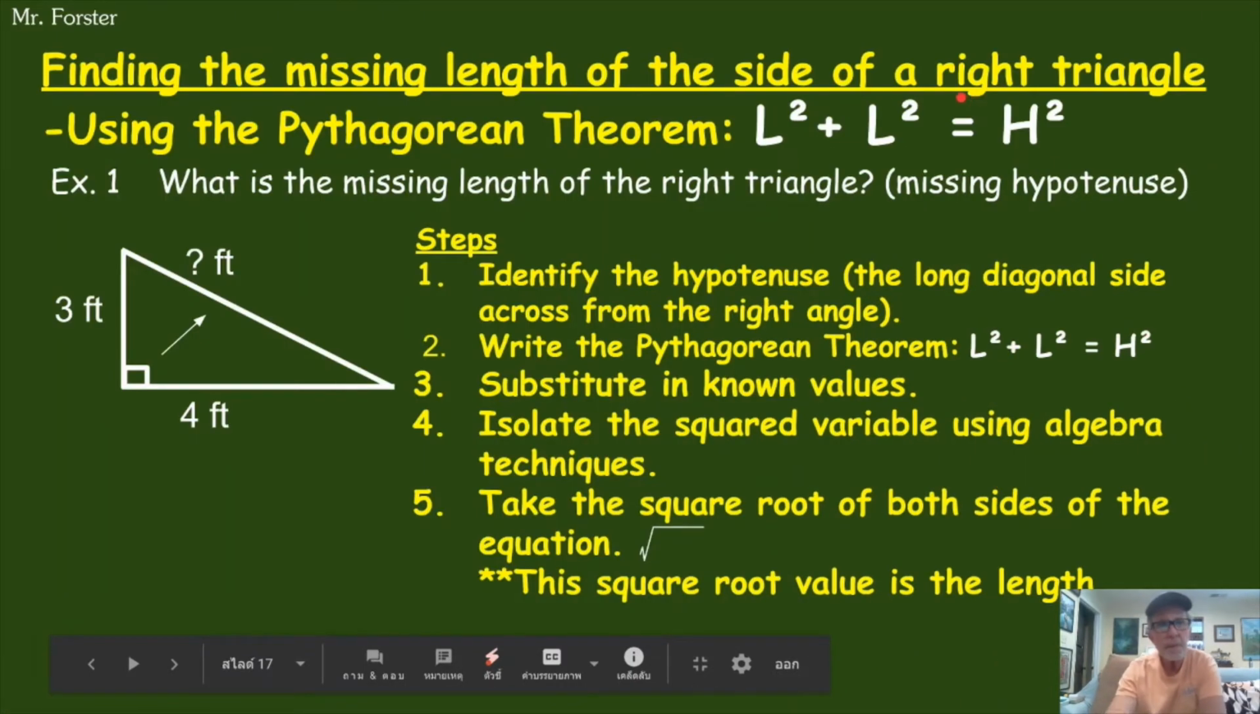Okay, next slide. So, can we use the Pythagorean theorem to find the missing length of a side of a right triangle? And the answer is yes. So, the first thing we have to do, if we're given 2 of the 3 sides, is identify which is the hypotenuse. So we'll say here, in this case, the legs we have are 3 and 4 feet, and the hypotenuse across from the right angle is right here. We're missing it. And so the next thing we would do is write the Pythagorean theorem, substitute in the values we know, isolate the squared value, and take the square root. I'm going to show you this example on the next slide.